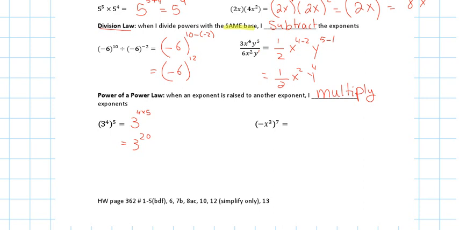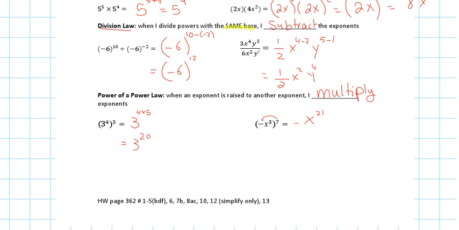Okay, can we look at the next example? So I have negative x to the power of 3 and then to the power of 7. Negative x to the power of 21. So remember, in this case, it's going to be negative x to the power of 21, because that 7 is an odd number. Negative 1 to the power of 7 is going to stay negative 1.